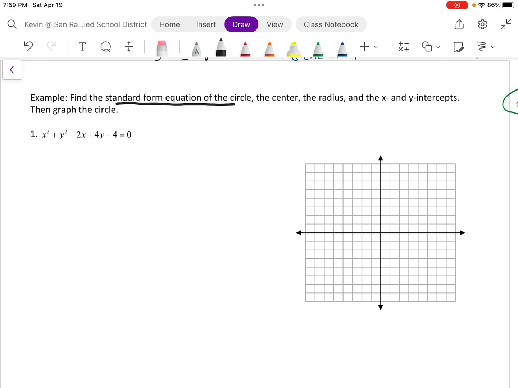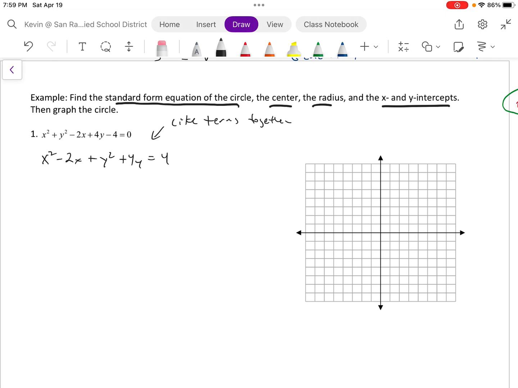Let's go ahead and run through this. It says find the standard form of the equation of a circle. This is in the general form, and then it wants us to find the center, the radius, and the x and y intercepts. First, we get all the like terms together: x squared minus 2x plus y squared plus 4y equals 4.